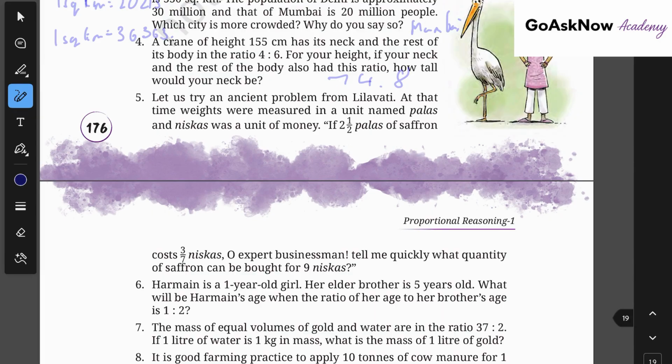So you should first put it in ratio form. 2.5 to 3/7 is blank to 9. So to make from 3/7 to 9, you have to multiply by 21. So we do the same thing on the other side. 2.5 times 21, you should get 52.5. So 52.5 palas of saffron. That's the answer.